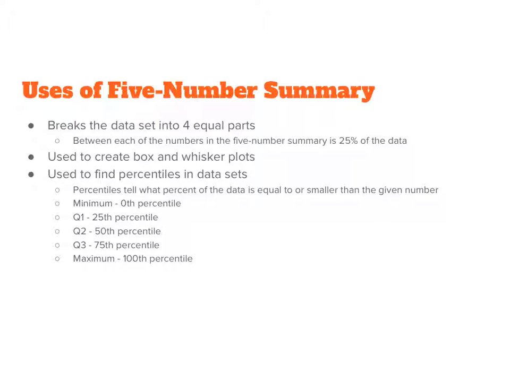So the minimum is always the 0th percentile because there are no numbers smaller than the minimum in the data set. The quartile 1 is the 25th percentile, so 25% or 1/4 of the values are less than our Q1 value. Q2 is the 50th percentile, which means half of the numbers are smaller than or equal to that Q2 value. Q3 is 75th percentile, which means 75% of the numbers are less than or equal to our Q3 value. And the maximum is the 100th percentile because 100% or all of the numbers are smaller than or equal to our maximum.